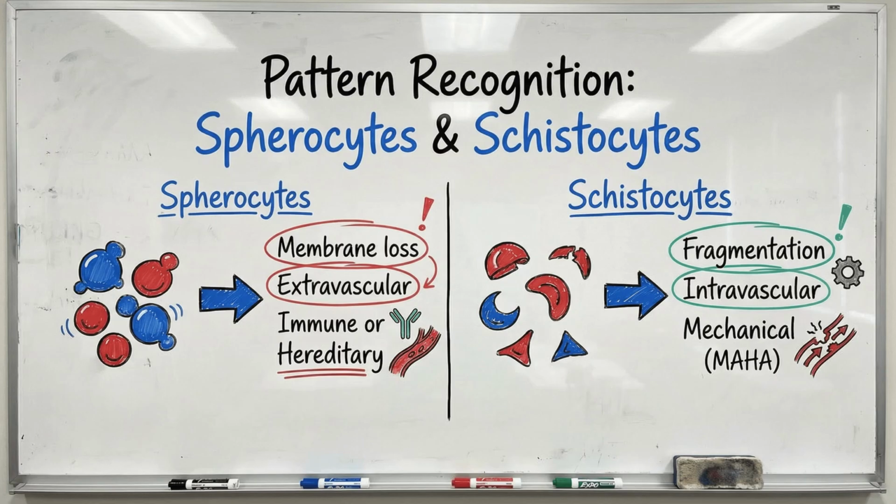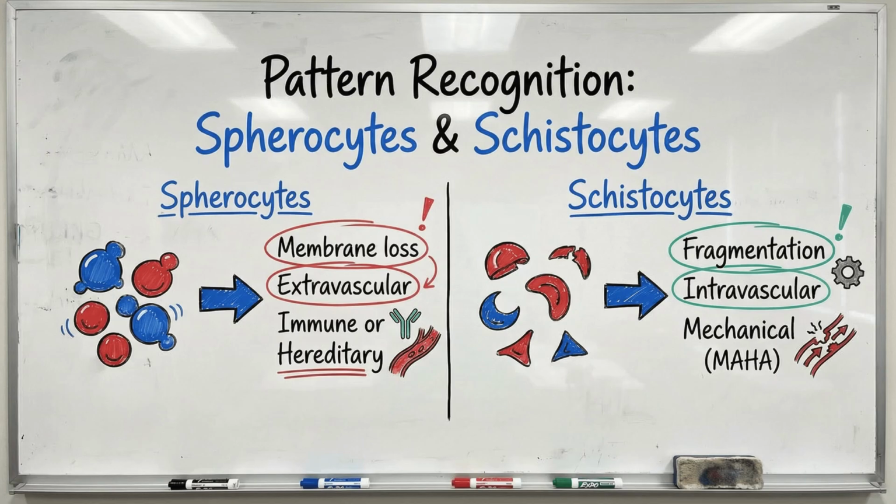Let's quickly review some of the key morphologic patterns we've discussed today, starting with spherocytes and schistocytes. When you spot spherocytes, those dense, small cells lacking central pallor, immediately think membrane loss. This typically points to extravascular hemolysis, and your differential should include immune-mediated destruction, which you'd confirm with a DAT, or hereditary spherocytosis.